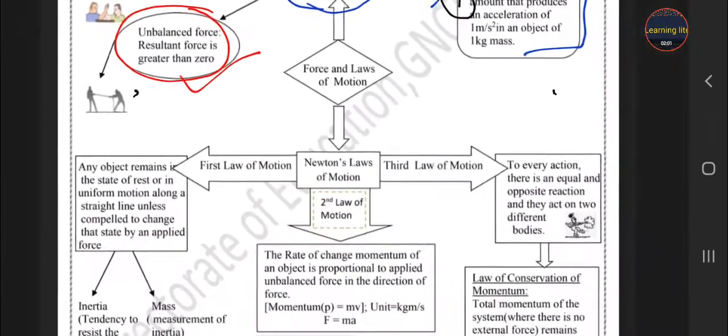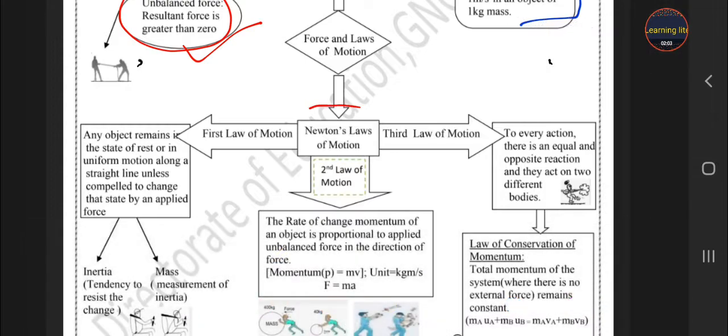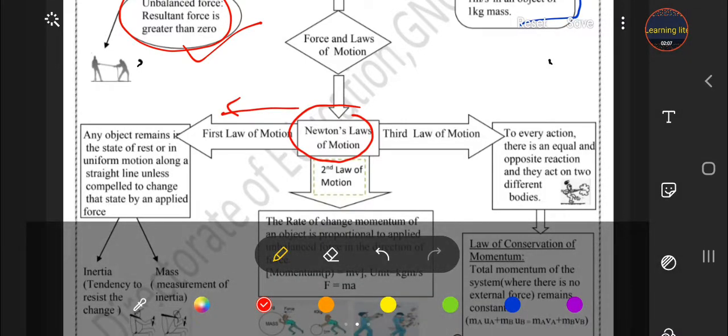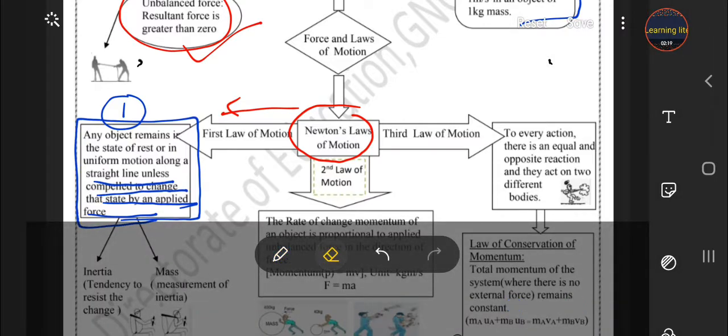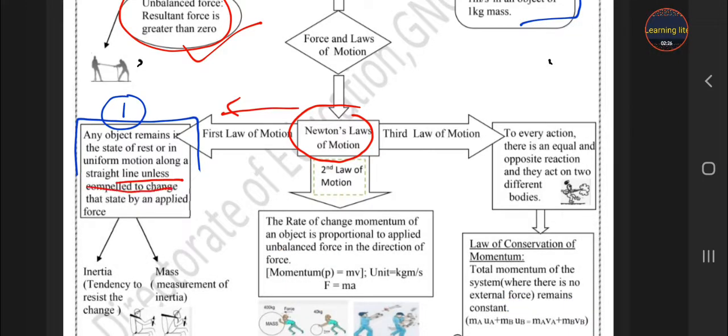Now what are the laws of motion? So student, there are the 3 laws of Newton. First law, according to the first law, any object remains in the state of rest or in uniform motion unless compelled to change by an applied force. So student, until you apply a force on it, it can't change by itself.